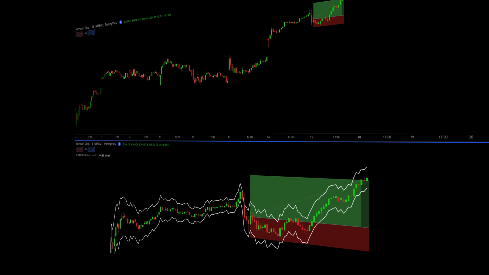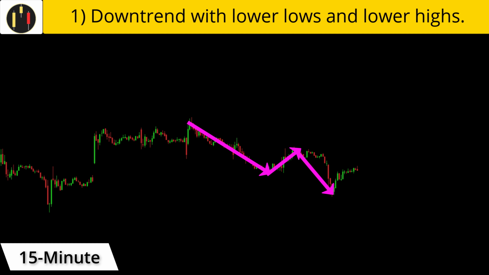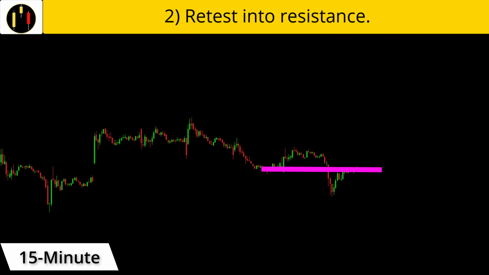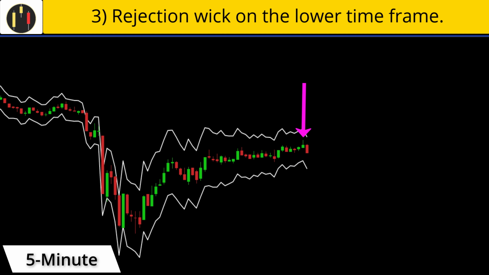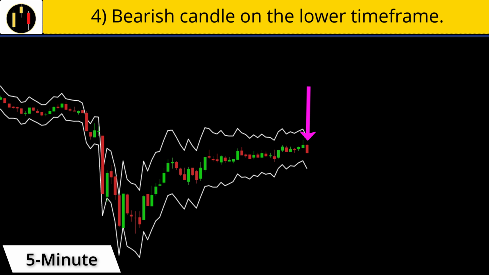Now we flip to shorts. This is what I will test for shorts. First, on the higher time frame, we are looking for a downtrend characterized by a series of lower highs and lower lows in price. The second thing we are looking for on the higher time frame is a pullback into previous resistance. On the lower time frame, we are looking for a rejection wick. The final rule requires a bearish candle to be printed on the lower time frame.